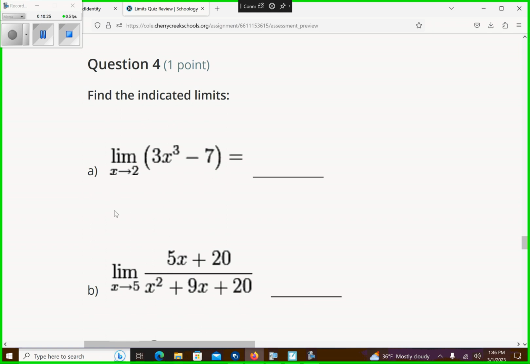All right, so for letter A on this one, we can directly plug the 2 in. The reason I can directly plug it in is it's not going to give me something undefined. So 2 times 2 to the third power is 8. 3 times 8 is 24. 24 minus 7 is 17.